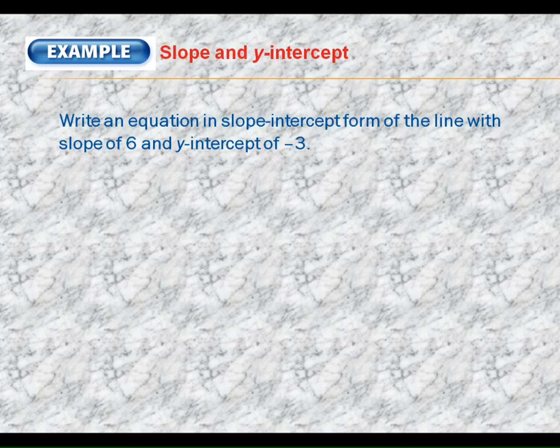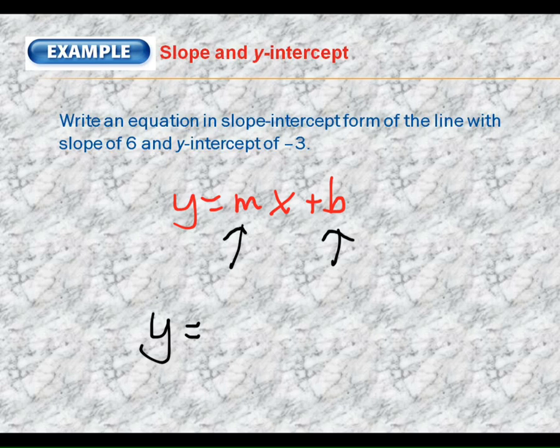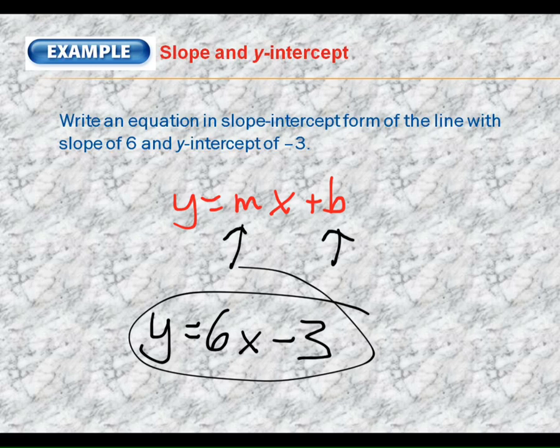For example, this says write an equation in slope-intercept form of a line which has a slope of 6 and a y-intercept of -3. So again, those are the two things I need to write an equation in slope-intercept form. I need a slope and I need a y-intercept. Those are the two things I need to plug in. So what am I going to plug in for m? 6, because that's my slope. What am I going to plug in for b? -3. That's my equation. Right? So when they give you both, it's very straightforward. You plug in the slope for m, you plug in the y-intercept for b.